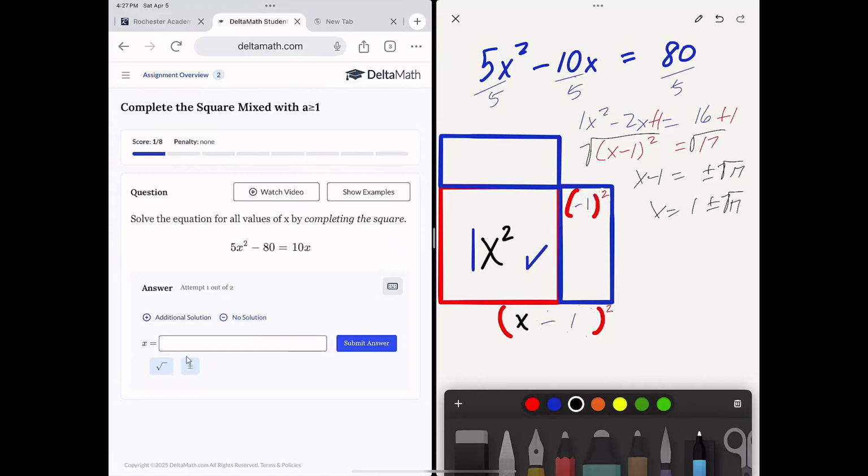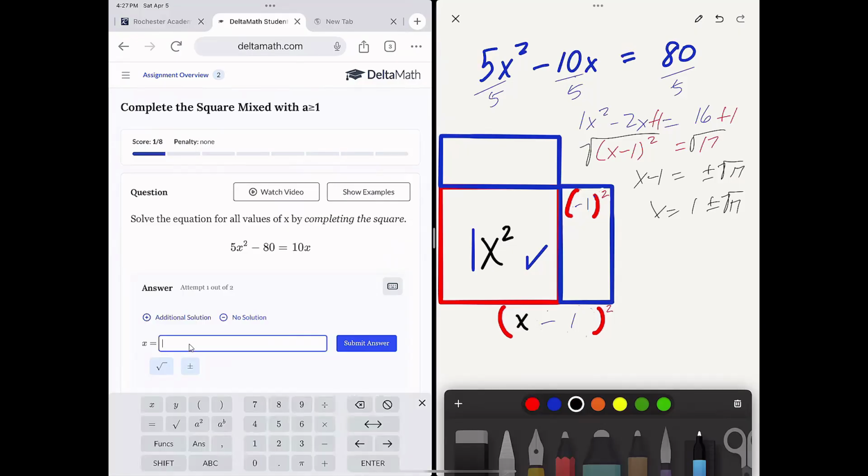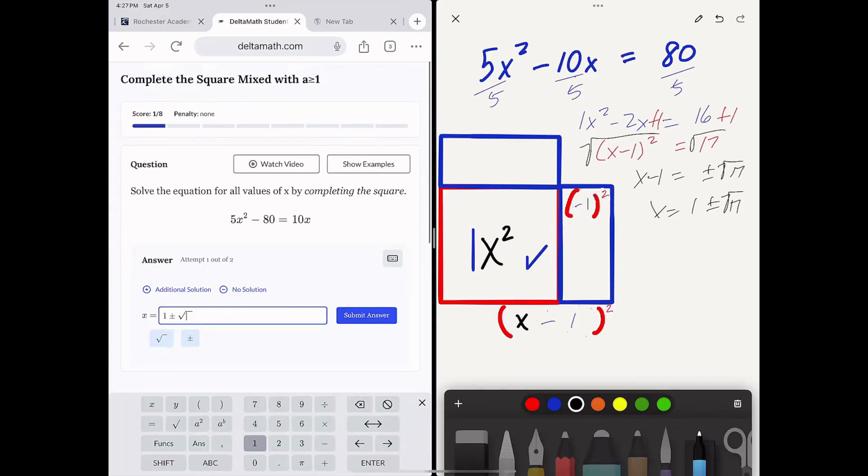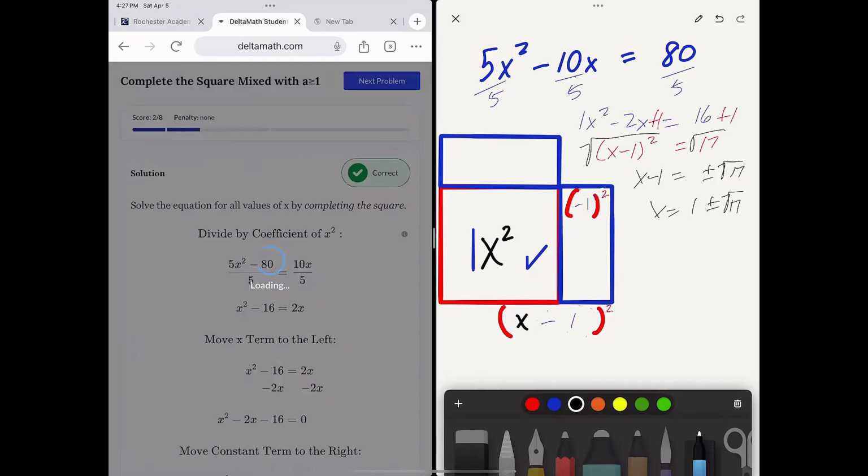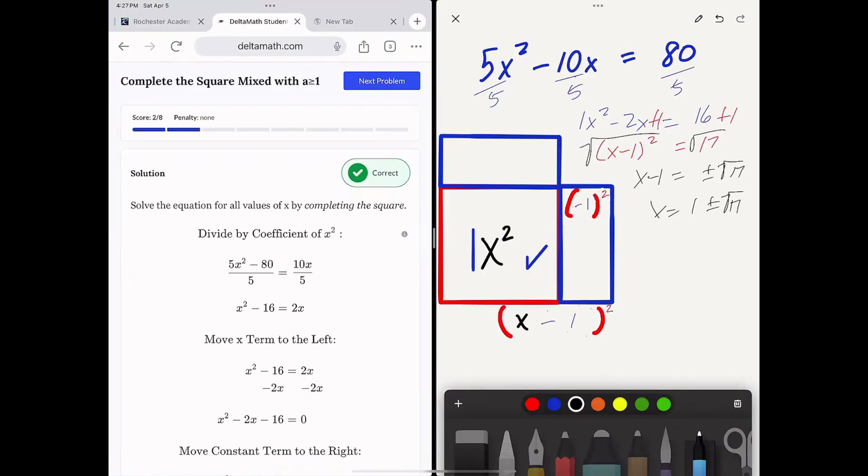Let's see if that works. So we got 1 plus or minus the square root of 17. And then submit it, and it says, nice job. Okay, let me go for one more. None of these have been as smooth as I like.